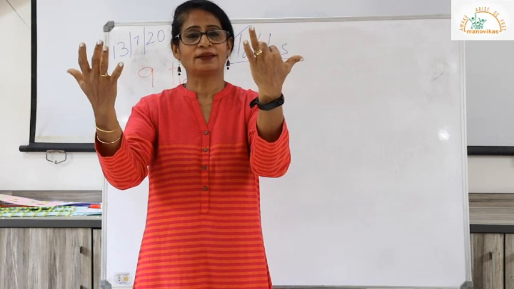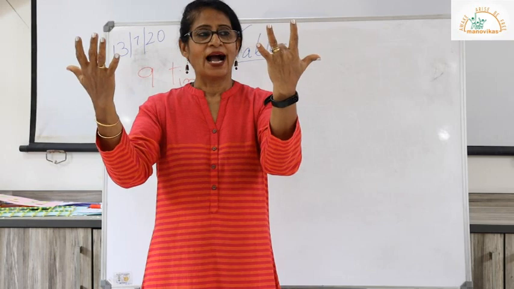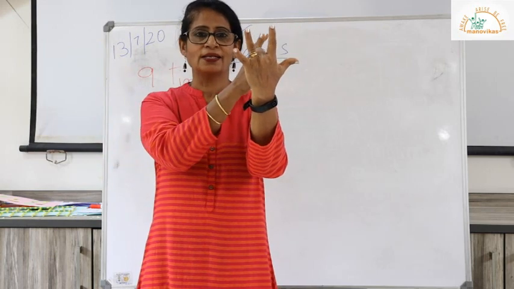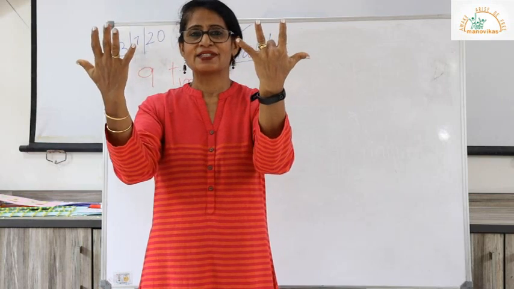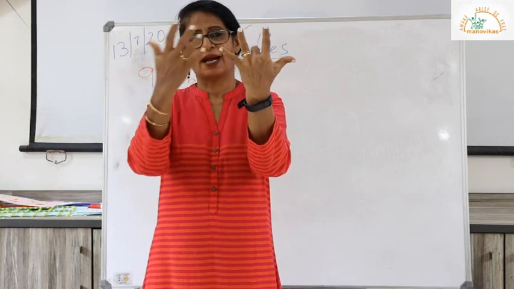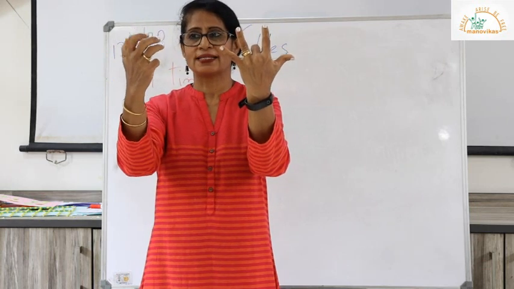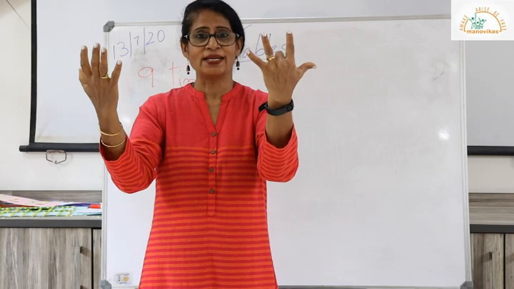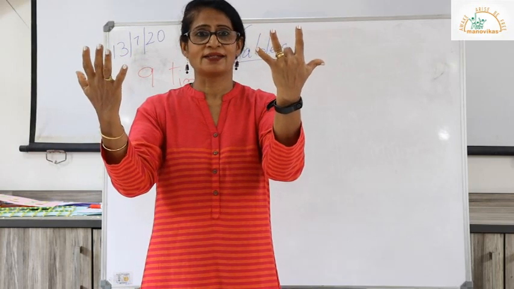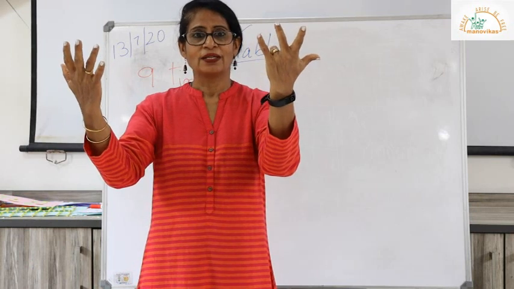I close the third finger. When I close the third finger, I have 2 numbers towards my left. And I have 7 numbers towards my right of the finger. So 1, 2, 3, 4, 5, 6, 7. That makes 2 and 7, 27. 9 threes is 27. I close my fourth finger.